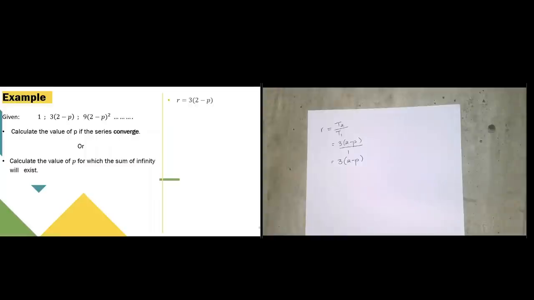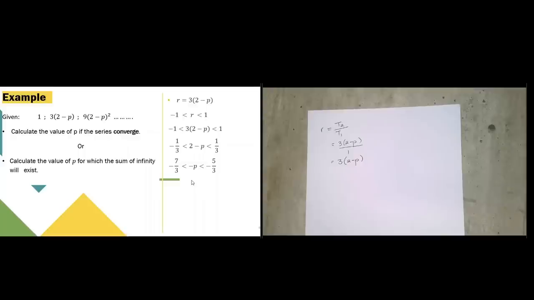What do I know about a convergent series? The ratio must be between what? Negative 1 and 1. So I know my ratio is between negative 1 and 1, so now I can substitute it in. That means 3 times in brackets 2 minus p must be greater than negative 1 and smaller than 1. I can divide both sides by 3, and then I get 2 minus p must be greater than negative a third and smaller than a third.